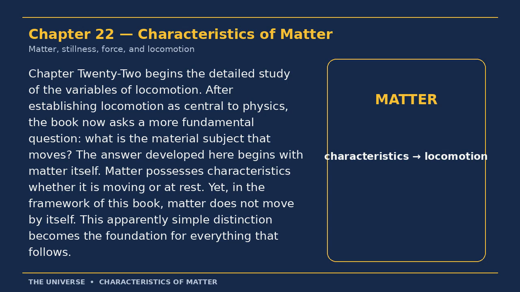Chapter 22 begins the detailed study of the variables of locomotion. After establishing locomotion as central to physics, the book now asks a more fundamental question. What is the material subject that moves? The answer developed here begins with matter itself.